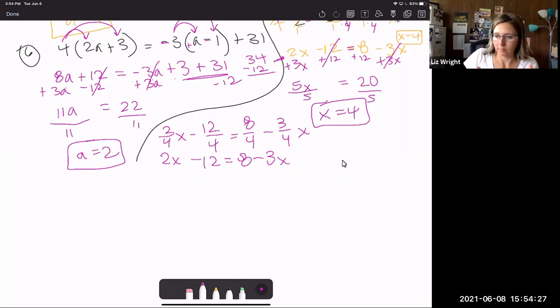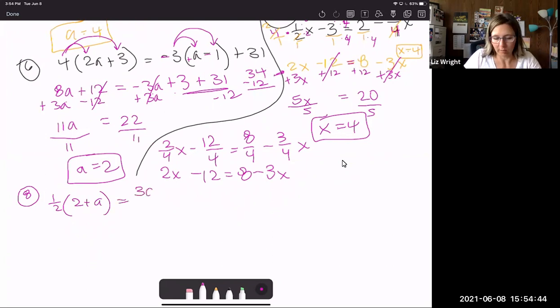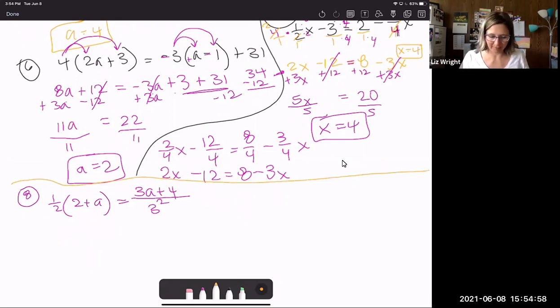Let's do this next one. This is probably the hardest one on the page. So we've got 1/2 times the quantity of 2 plus a equals 3a plus 4 all over 3 squared. All right, so don't give up on this. I've had students say, when I ask, where do we start? And they're like, I wouldn't, I'd just give up. Don't do that. We can do this.